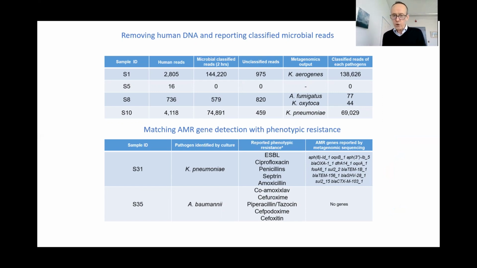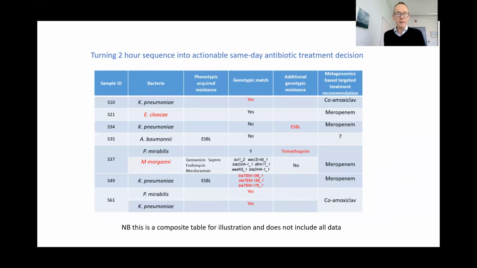The bottom panel, just showing 2, is the gene detection of the antimicrobial resistance genes and how we correlated that with phenotype. And this worked for most bugs, but not some like Acinetobacter. So we haven't yet been able to identify AMR genes.